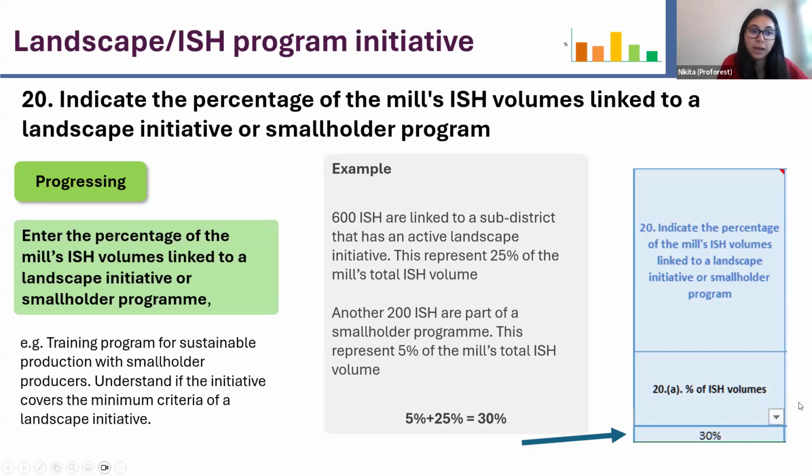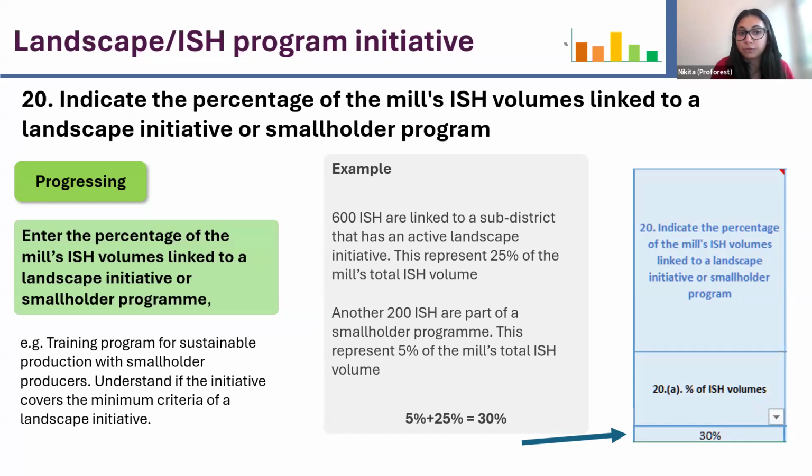Here, you would have to enter the percentage of the mill's independent smallholder volumes linked to a landscape initiative. Some examples of this would be the training program for sustainable production with smallholder producers, and understanding if the initiative covers the minimum criteria, which we can go into on the next slide, of a landscape initiative.